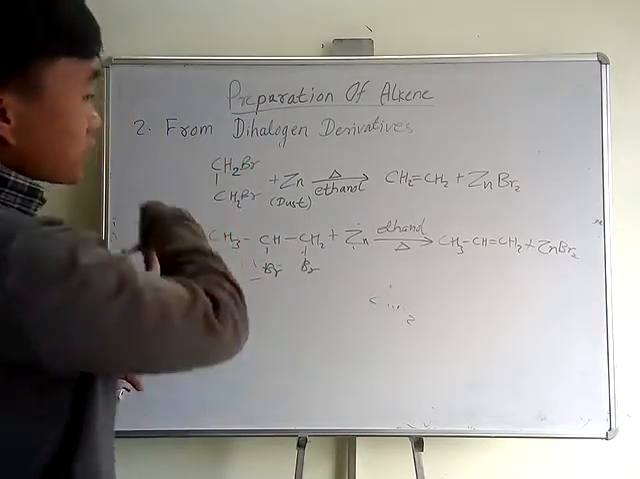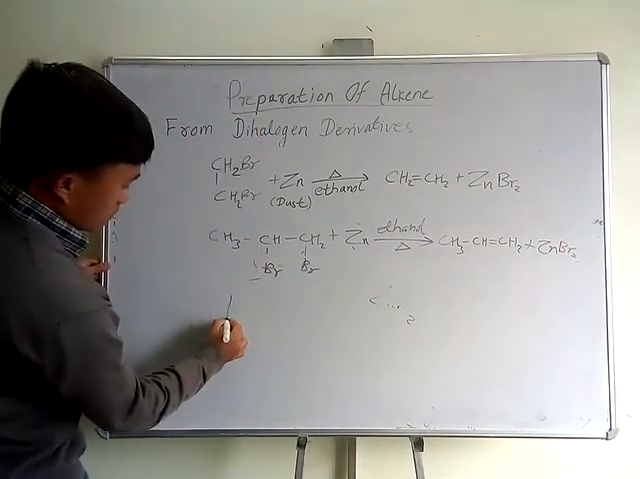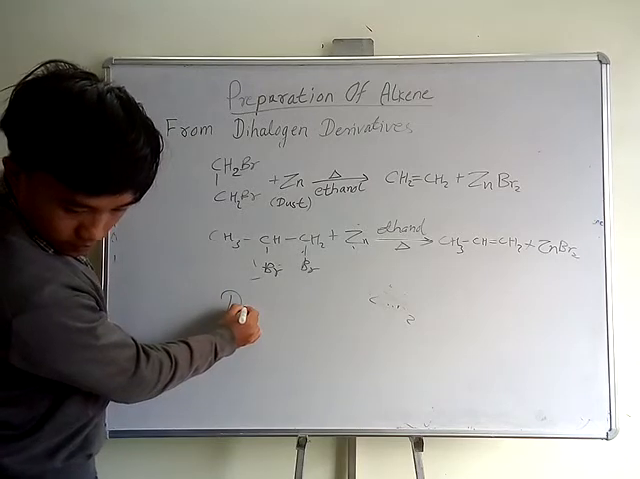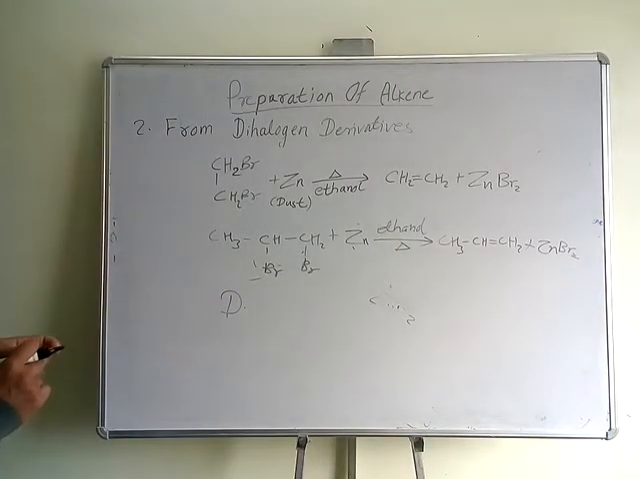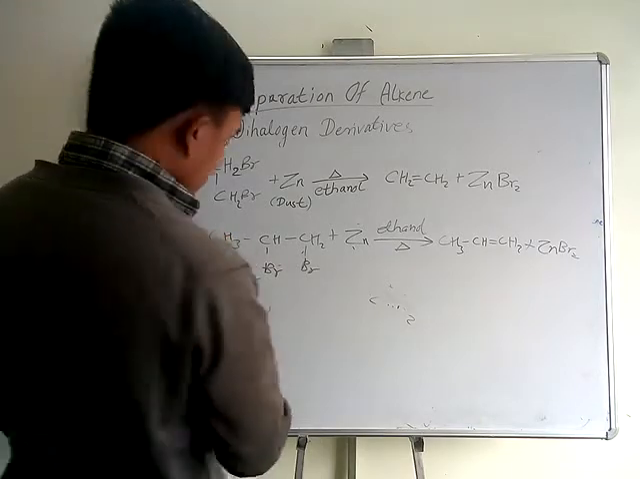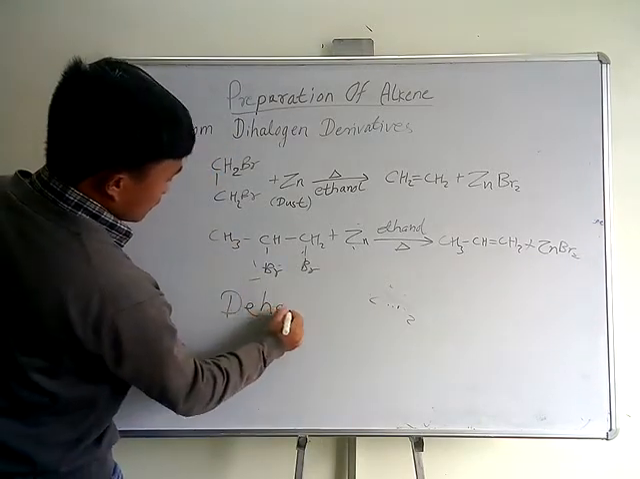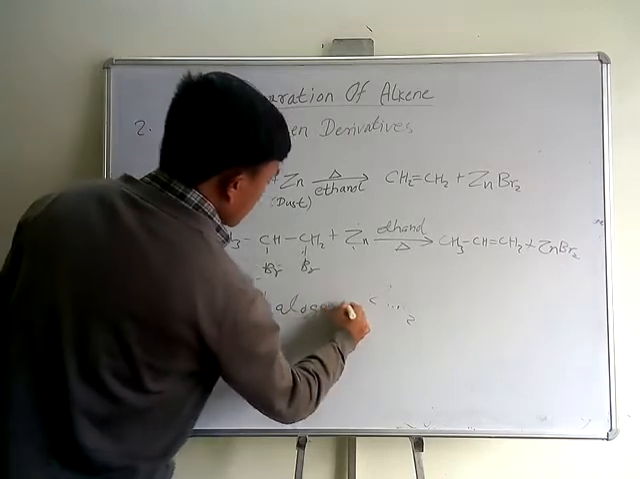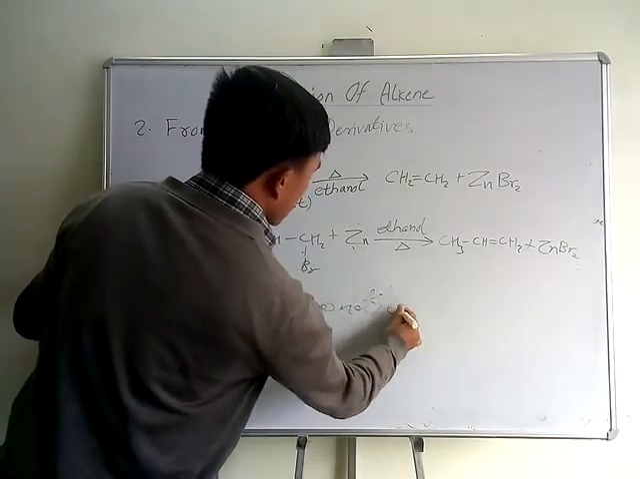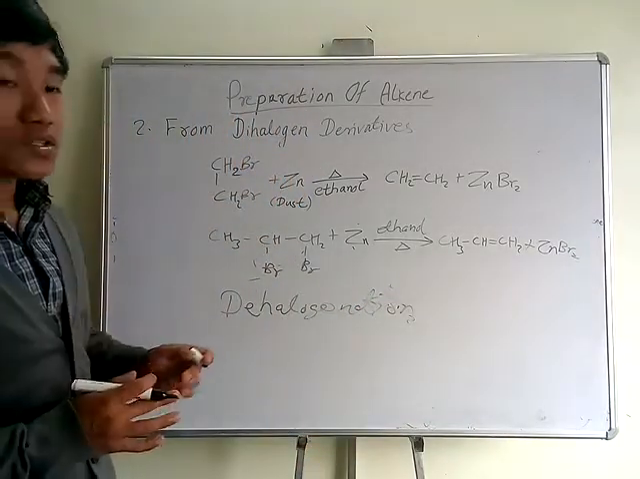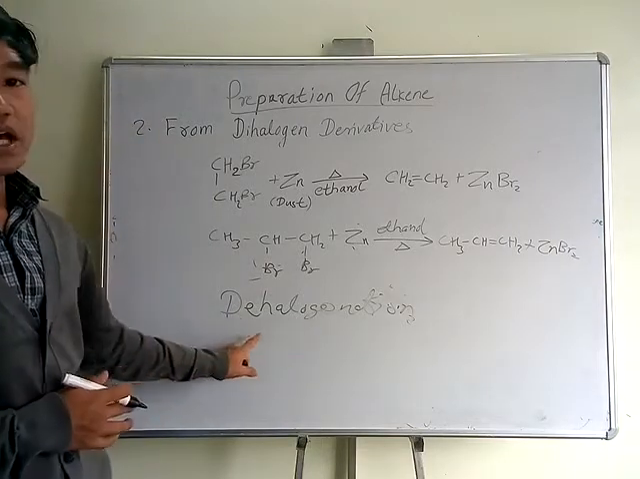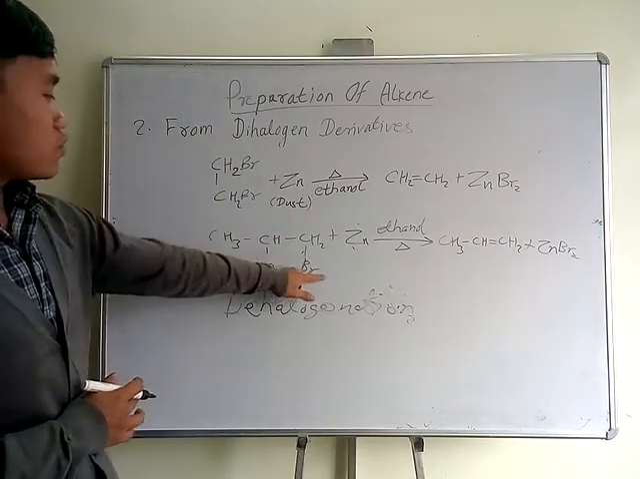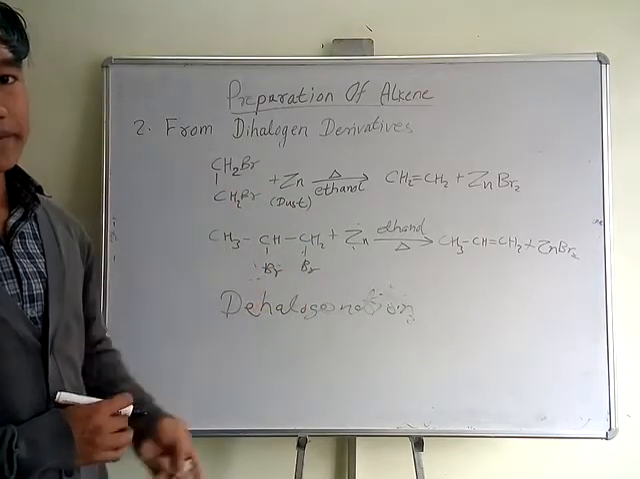This reaction is also called dehalogenation reaction. Dehalogenation reaction, because D means removal of halogen. We remove two halogens. That's why.